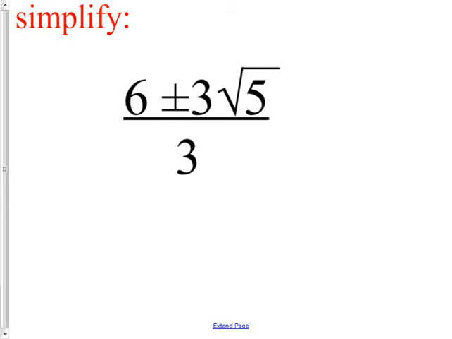All right. So this is just a little quick review. We've done a lot of this. Would you please factor that top part and then cancel what can cancel? Factor, then cancel.